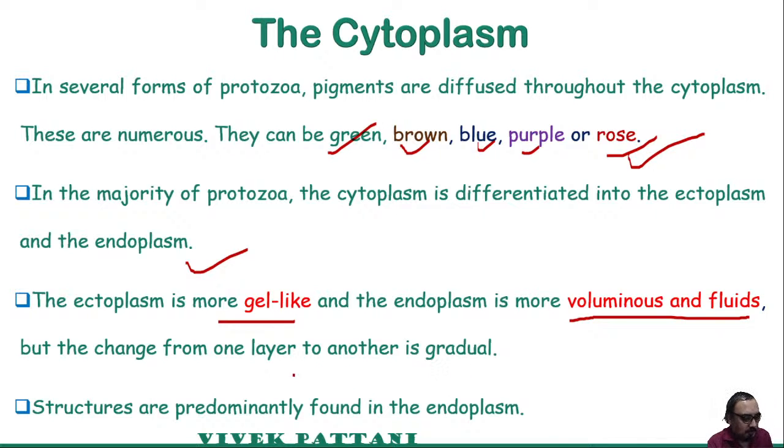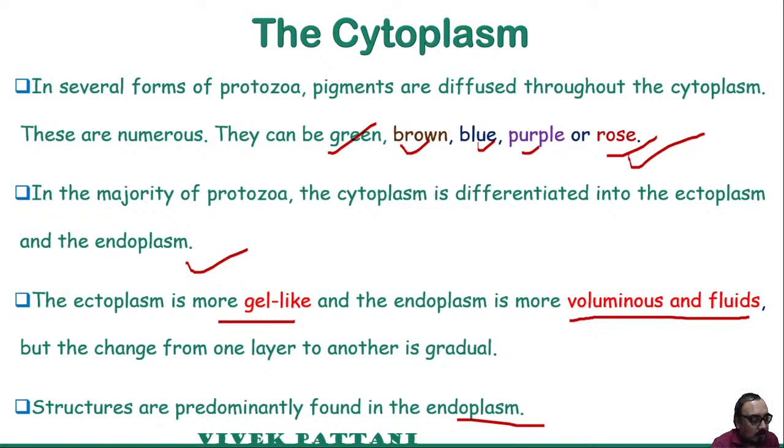Structures are basically found in the endoplasm. And the cytoplasm, as I told you, may have a number of colors depending on the pigments present. It is homogeneous, and the second term used for the ectoplasm is cortex.